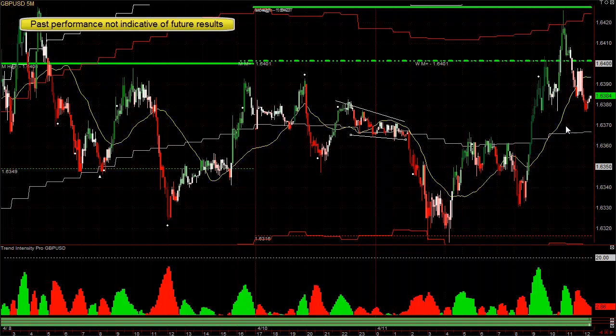So example, this pound dollar right here, you can see here was the low, here was the high, lower high, and it broke down, made a lower low, came back up. This high is lower than before, so it's still in a downtrend, right? Here we made a lower low than before, so it's safe to assume that you're in a downtrend.